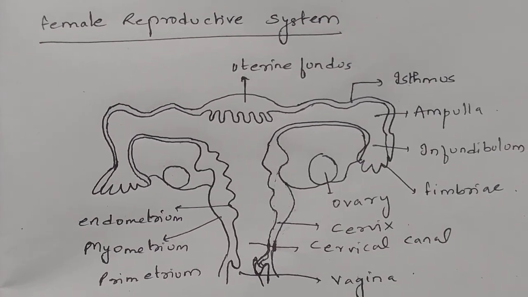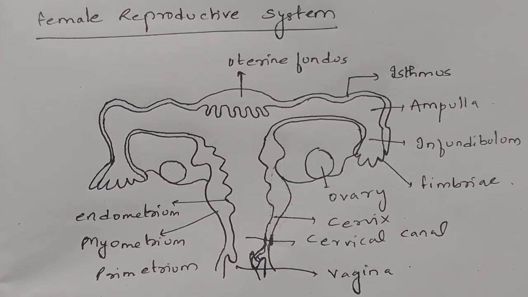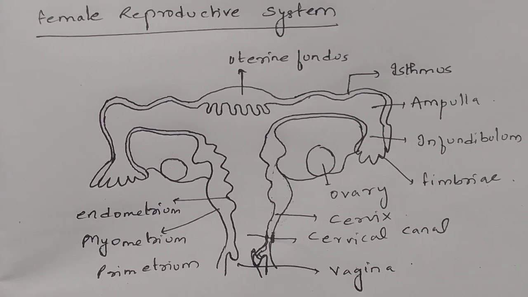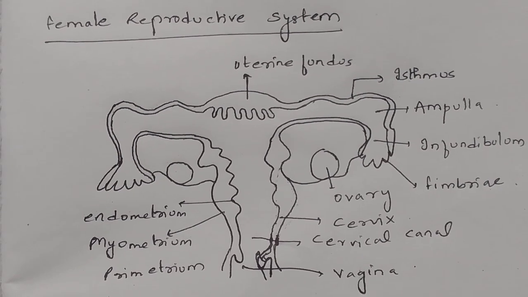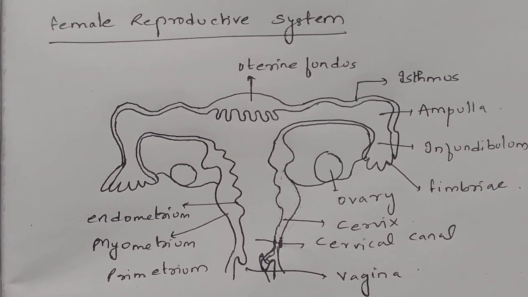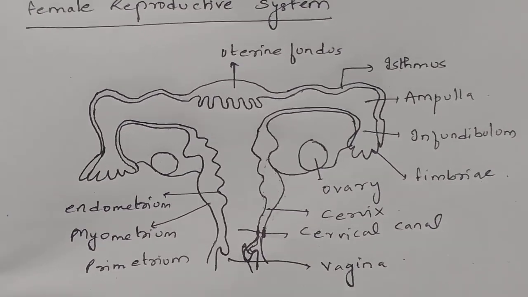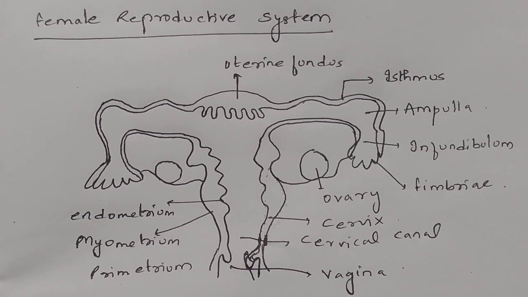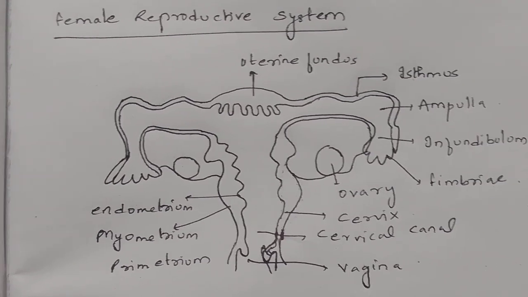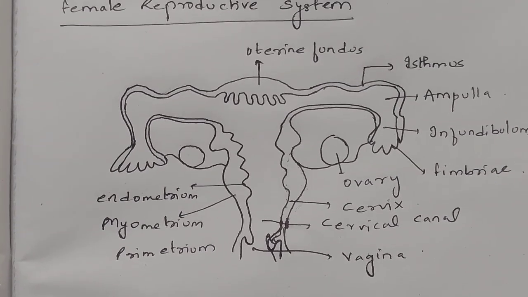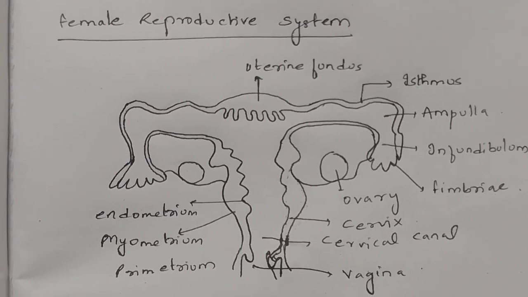Today we are going to discuss the female reproductive system. Commonly we know the female reproductive system contains a pair of ovaries, a pair of oviducts. Oviducts are nothing but the fallopian tubes, and we have a single uterus, and we have the cervix, vagina and external genitalia, right? And the external genitalia contain the mons pubis, labia majora, labia minora, hymen, clitoris, and mons pubis, right?